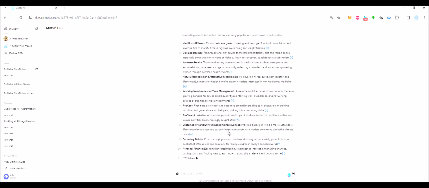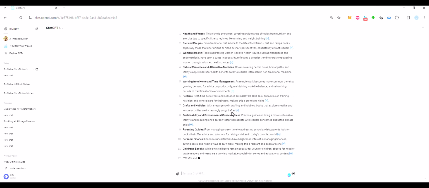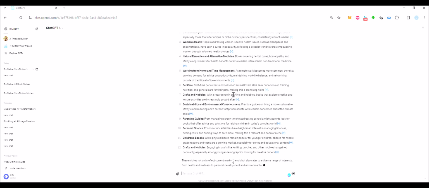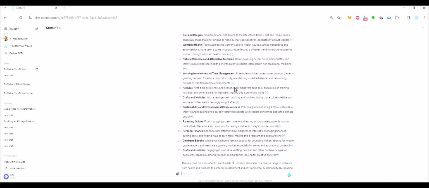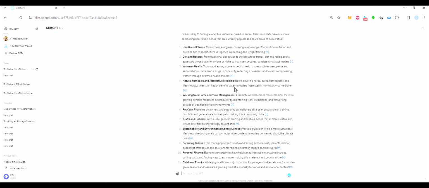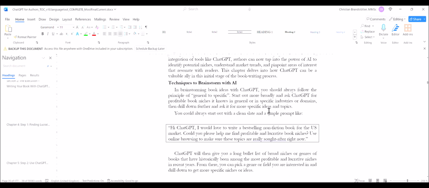I like this more. We have more specific niches. We get a list of 12. I really like this. And I'm now looking at what I could actually be working with. Pretty good. So the one I will be working with is working from home and time management. So I just copied this so I can use it later, but let's go back to the book.